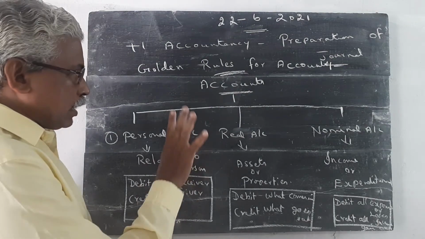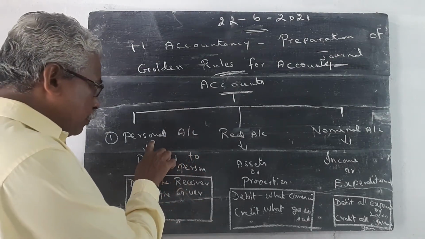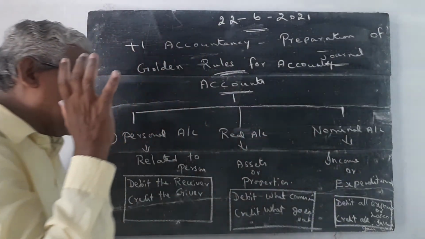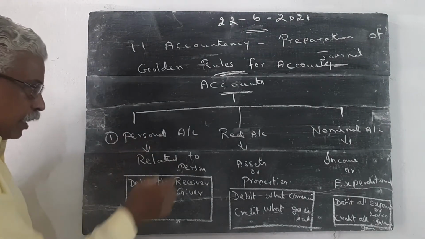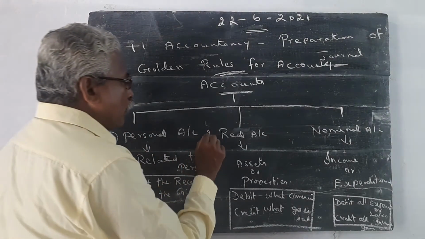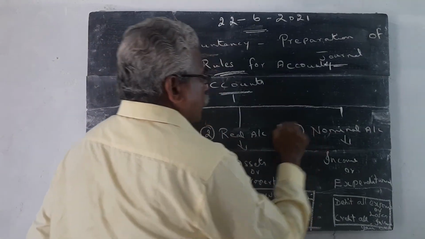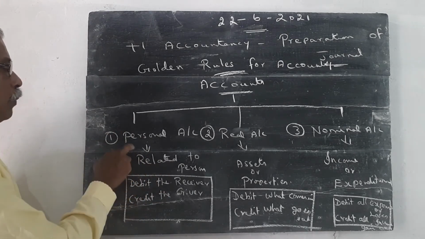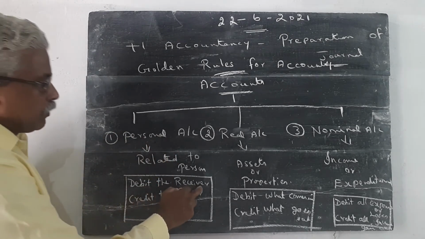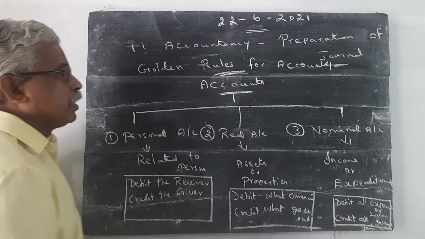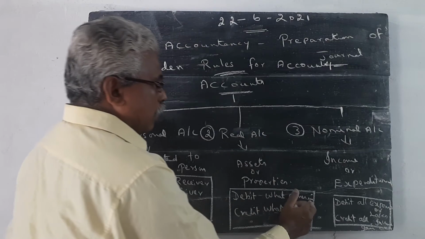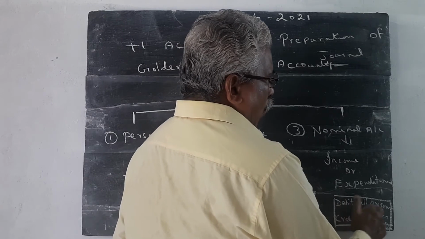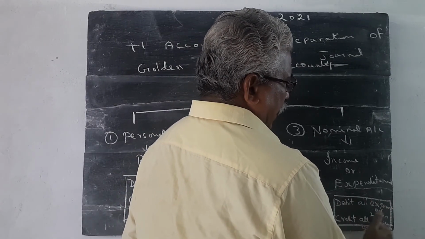I just explained there are three types of account. Number one is personal account, number two is real account, number three is nominal account. Each account has its own rule. The rule of the personal account is debit the receiver, credit the giver. The rule of the real account is debit what comes in, credit what goes out. The rule of a nominal account is debit all expenses or losses, credit all incomes or gains.